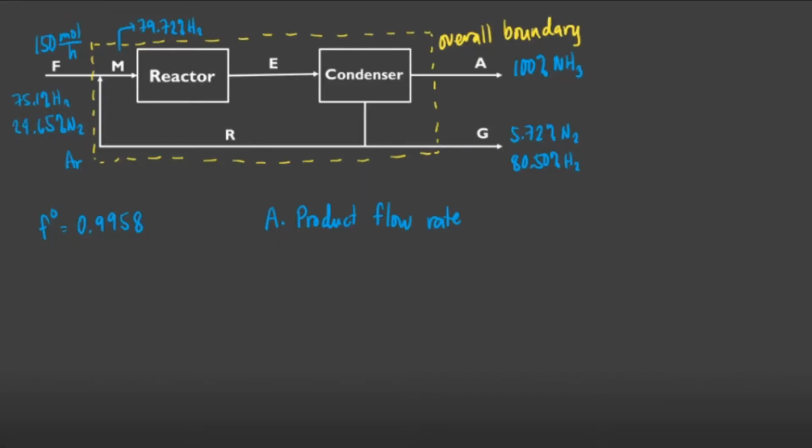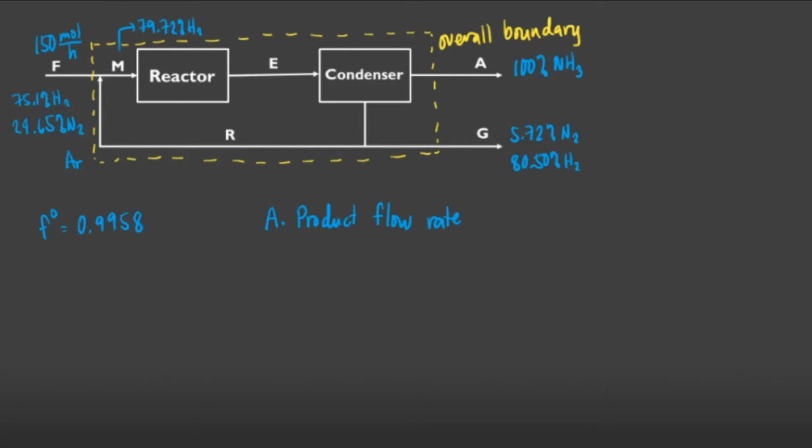Welcome back, and in here we have our block flow diagram filled out with the given from the problem. And as you noticed, I also specified our overall boundary. The specification of the overall boundary simplifies the first steps of our solution for this problem. Let us first answer the first required, and that is, what is the product flow rate? In this case, our product is stream A, and that is the pure ammonia stream. But before we do that, let us first complete the compositions of the feed and of the purge stream.